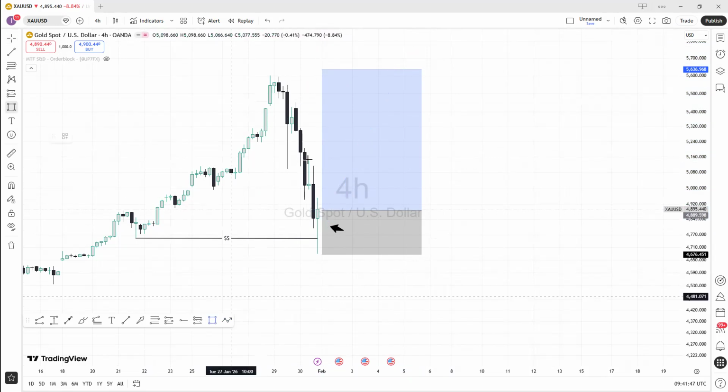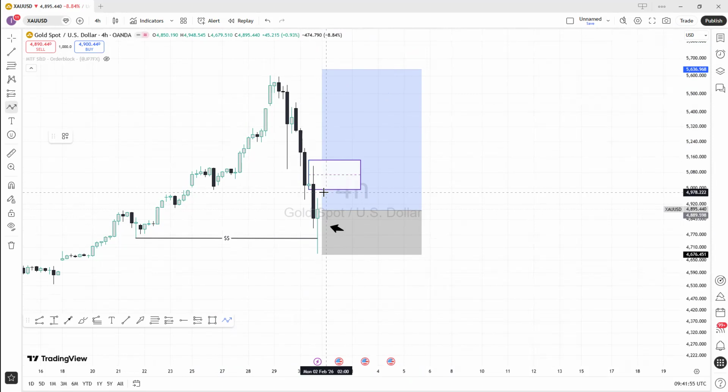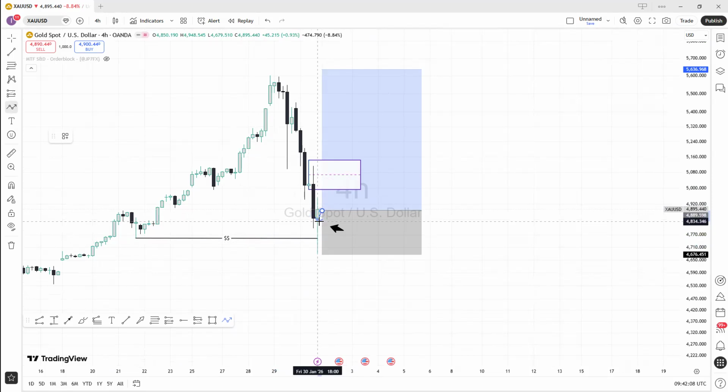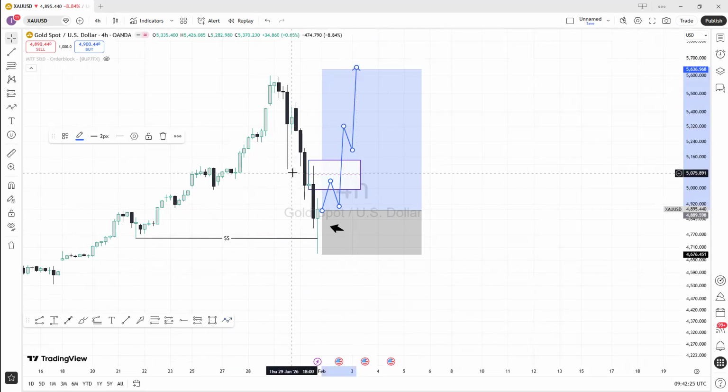Here you have that 4-hour supply mitigated, but I think it will be a low probability. There is a low probability of price reduction here because price has already swept that sell-side liquidity and closed with a strong bullish candle with a manipulation. So it indicates a clear reversal pattern. It may create just a little pullback, and then we can continue the upward trend.